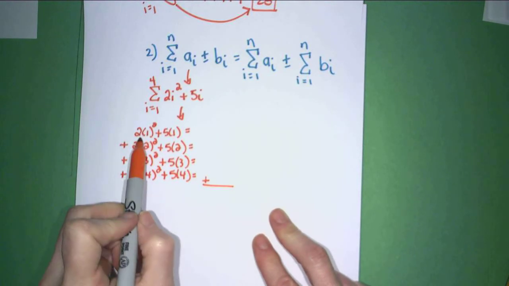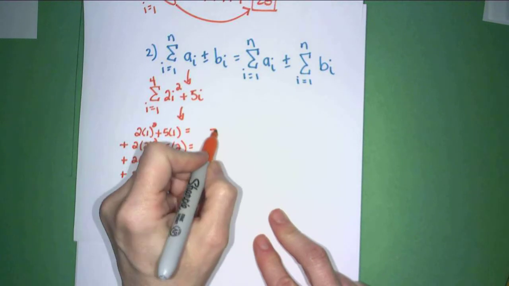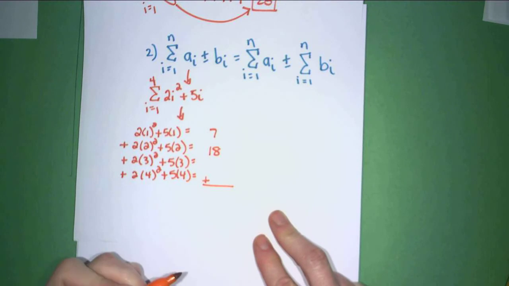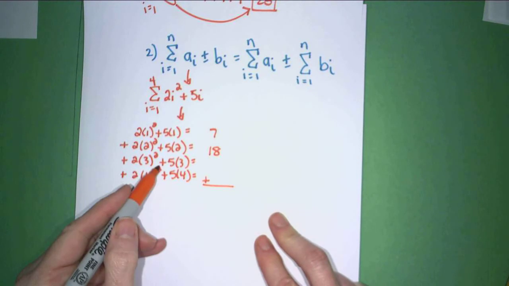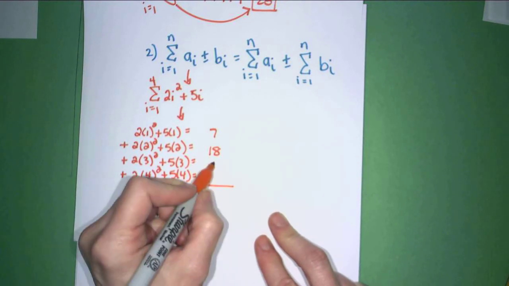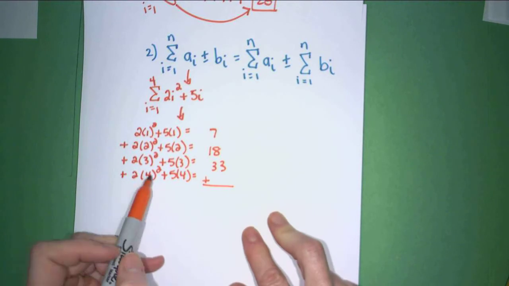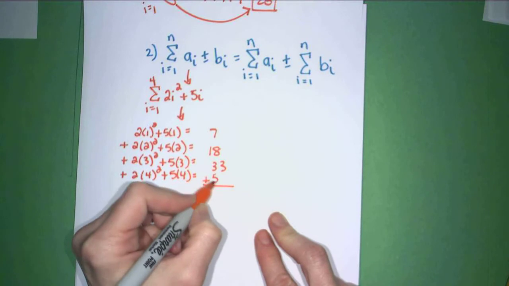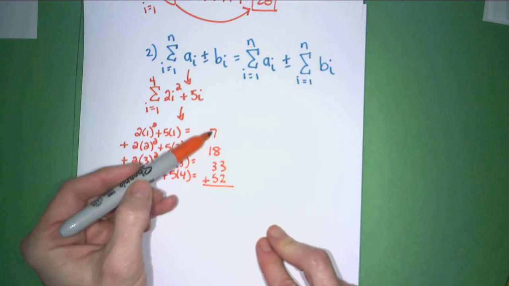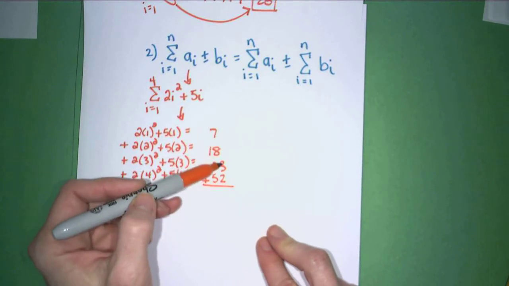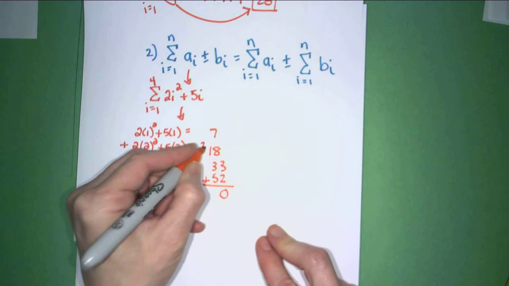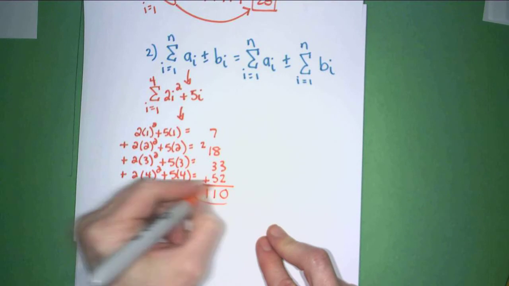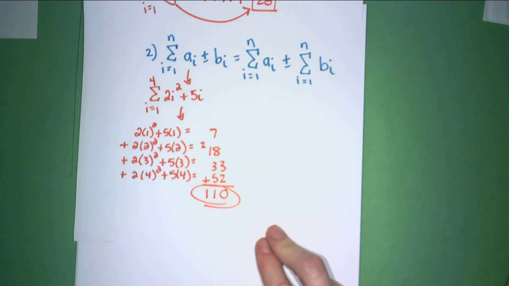This is going to give me 2 plus 5, that's 7. Here we have 8 plus 10, that's 18. Here we have 18 plus 15, that's 33. And here we have 32 plus 20, so 52. So adding straight down, we have 15, 18, 20. Carry the 2, 2, 3, 6, 11. So grand total left side 110.